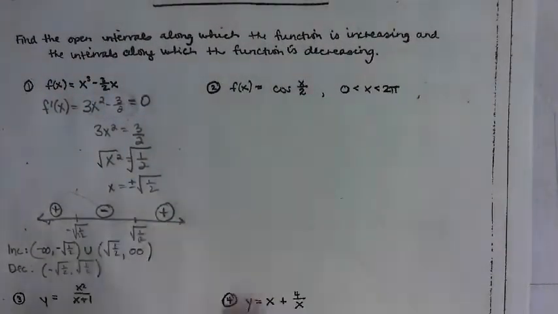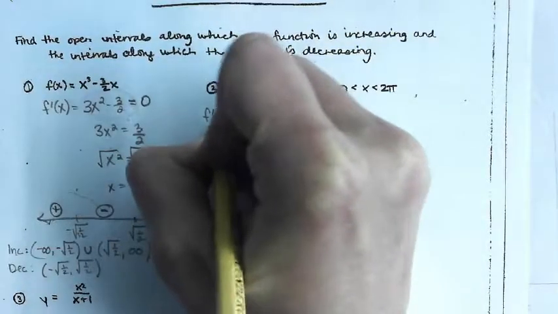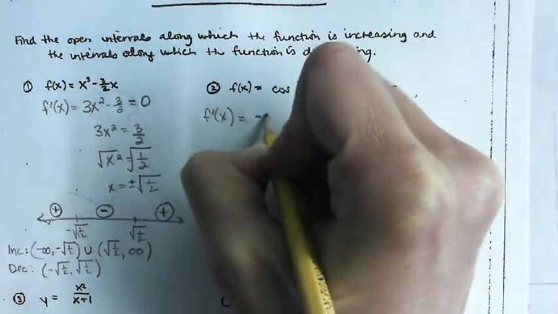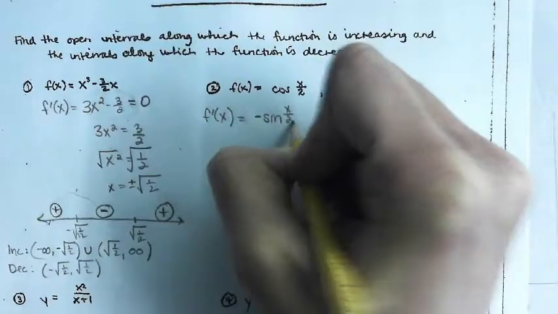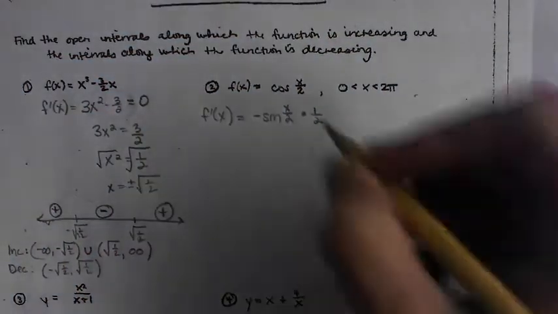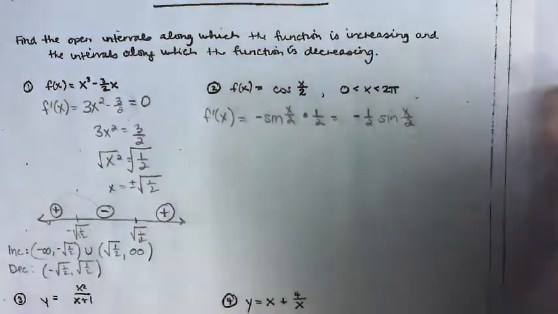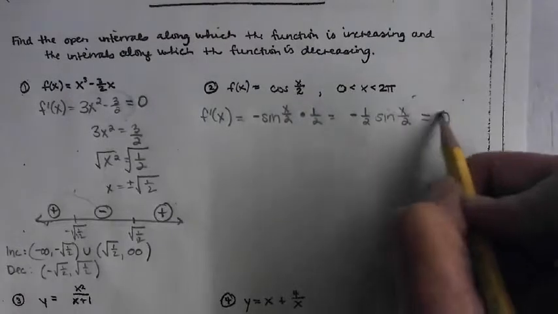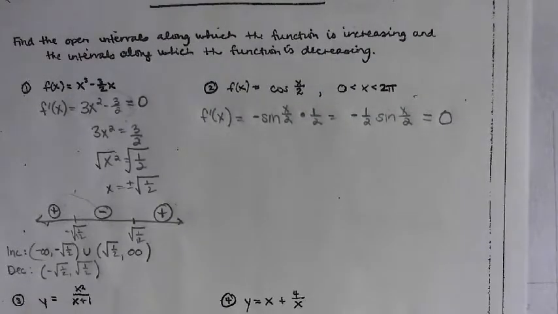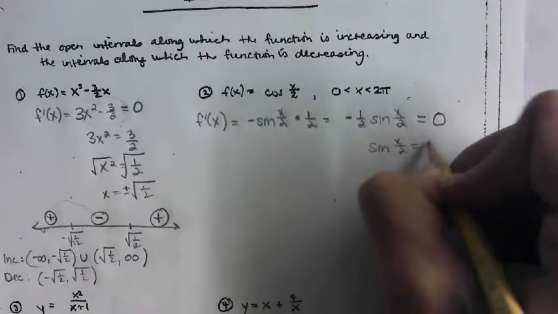On the second one here, take the derivative. Derivative of cosine is negative sine of x over 2. There's a chain rule here, so times a 1/2. So it's just negative 1/2 sine of x over 2. We want to set it equal to 0, or undefined, but it's never going to be undefined. So divide by your negative 1/2, you're going to get the sine of x over 2 equals 0.